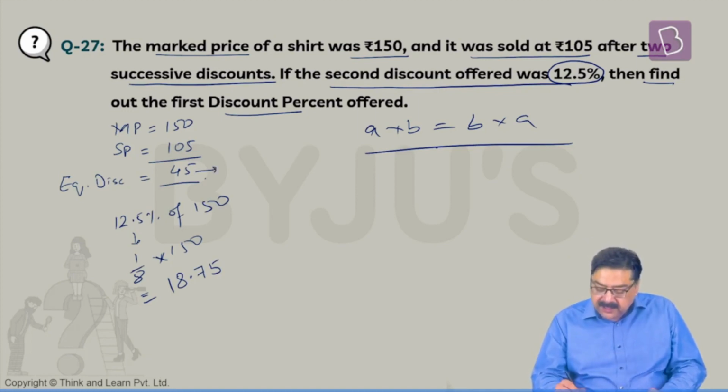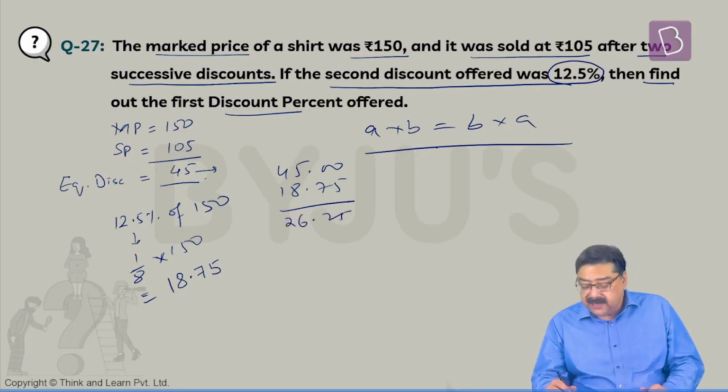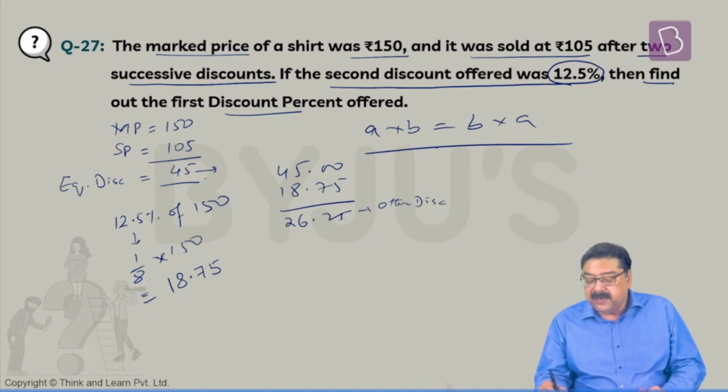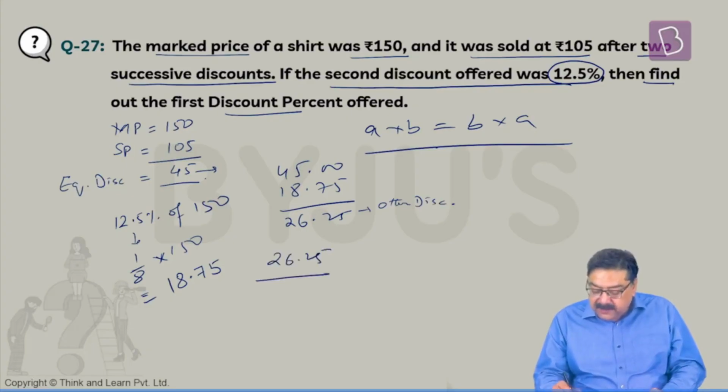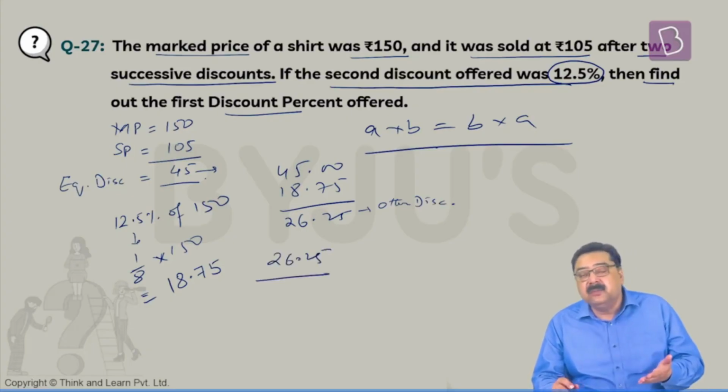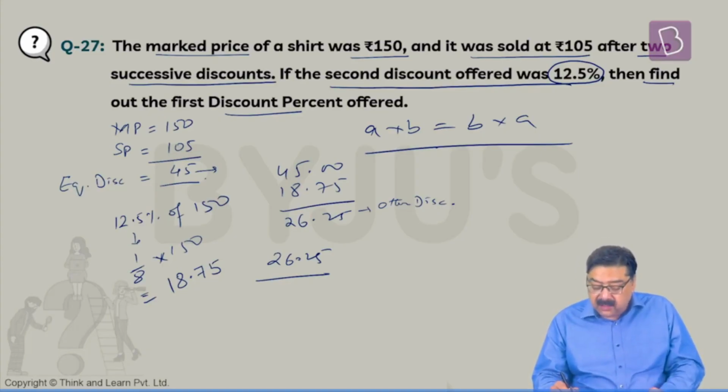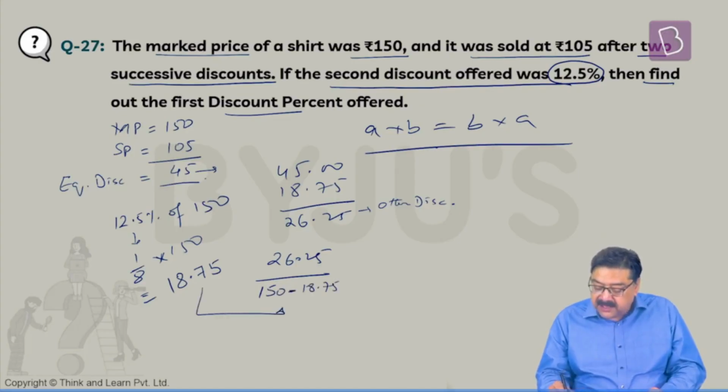So out of 45, if we reduce this 18.75, we are left with 26.25 as the other discount that we need to find out. So this 26.25 will be the discount. Now we are taking it as a second discount because it doesn't matter whichever discount is applied first. So 26.25 we are taking on 150 minus this first discount, that is 18.75, into 100. Now that shall be equal to 26.25 divided by 131.25 into 100. From here we come here. So simply we are just cancelling the decimal points here.